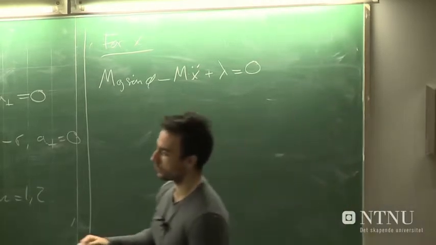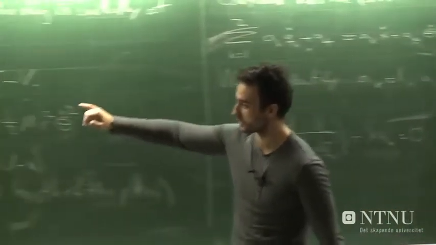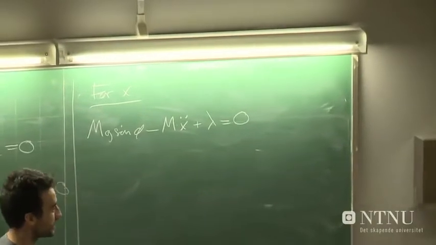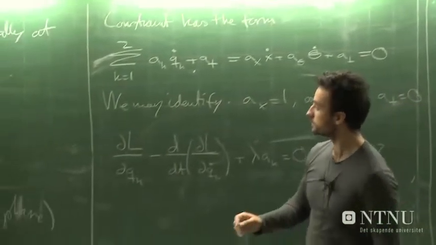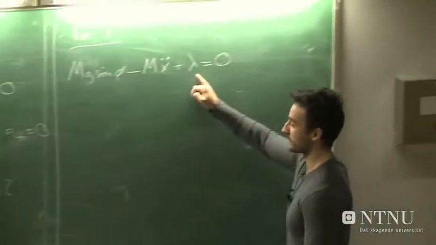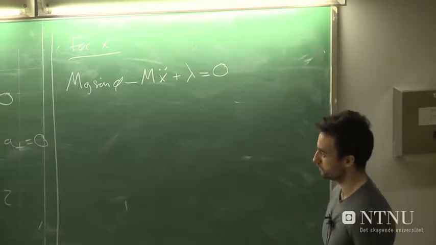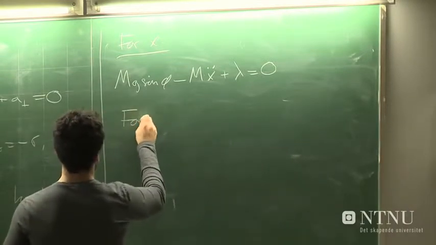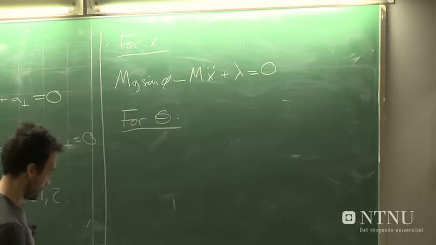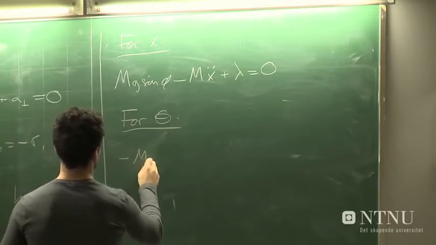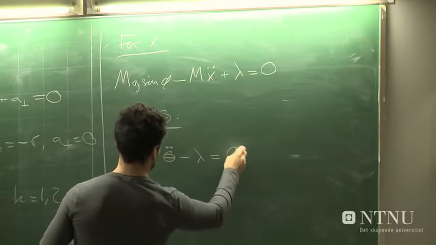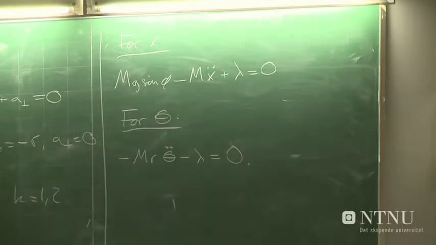If I obtain these terms here from the Lagrange function, T minus V, which I've written here, I get this. And keep in mind, a_x is equal to 1. So we just get lambda here. That's x, and completely in the same way for theta. We get this, where I've now divided the entire equation by r, because a_theta was equal to minus r.